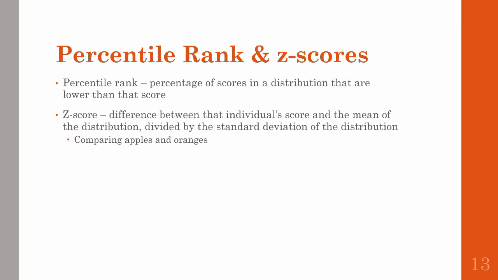We also have a z-score, which is the difference between an individual's score and the mean of the distribution, divided by the standard deviation of the distribution. I know that's a mouthful, but I'll show you how to do it in just a second.